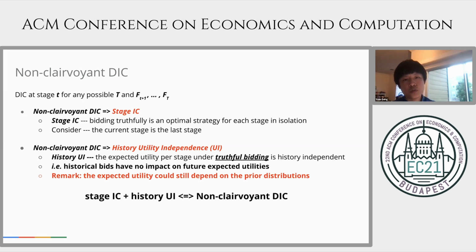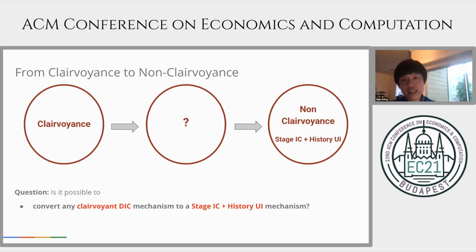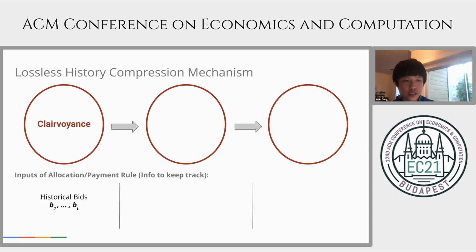So for a mechanism that's HUI, basically it means that the buyer's historical bid has no impact on the future. As a result, once the mechanism is stage IC, the mechanism will be dynamic IC. So now we have a very nice and clean characterization of non-clairvoyant dynamic mechanisms. So a natural question we'd like to ask is, is it possible to convert any clairvoyant dynamic IC mechanism to a stage IC plus HUI mechanism? And the answer is almost yes. And in our reduction, we are also able to reduce the descriptive complexity of the mechanism.